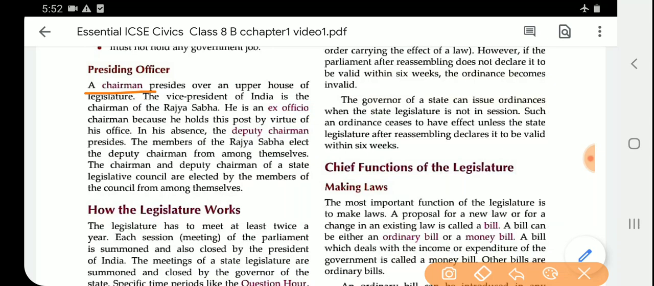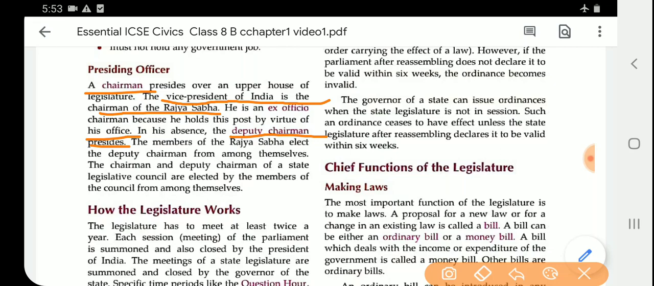Who is the chairman here? The Vice President of India is the chairman of Rajya Sabha. He is an ex-officio chairman because he holds this post by virtue of his office. In his absence, the deputy chairman presides. Suppose the chairman is absent, then the deputy chairman will be presiding over the duties.